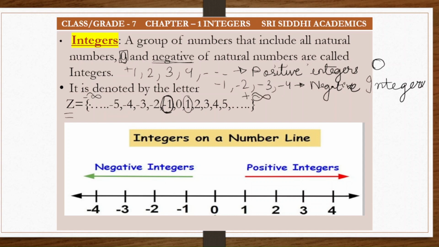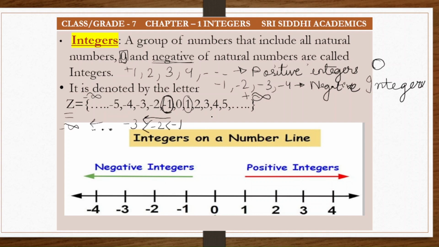And as we continue with the negative integers, as we go down the number line like this, the value keeps on decreasing. Means -2 is less than -1. Similarly, -3 is less than -2. So obviously -3 is less than -1. So on. It will continue till negative infinity. And it is denoted by the letter Z.